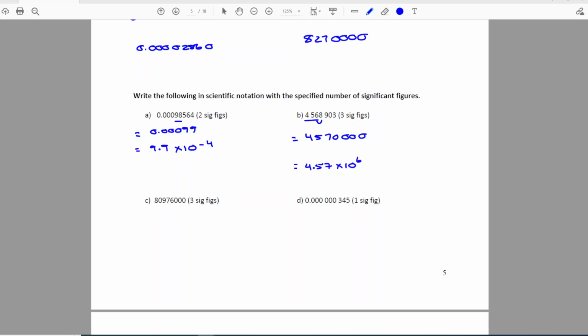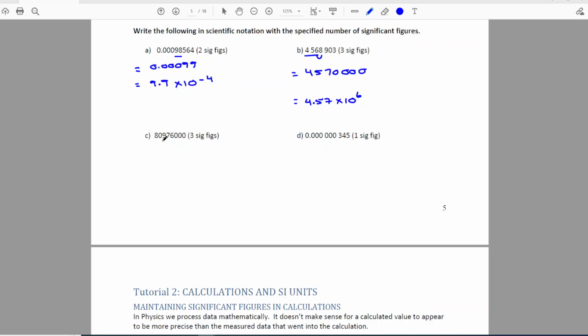Okay, 2 more. So for this one, 3 sig figs, I'm going to write this as 810. So I'm going to put the decimal there, and I'm going to put times 10 to the 1, 2, 3, 4, 5, 6, 7. 1, 2, 3, 4. Yeah. All of a sudden I was doubting myself there.